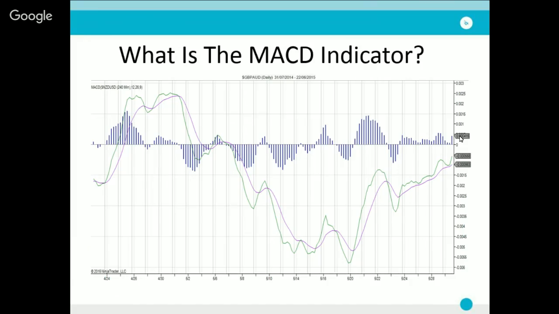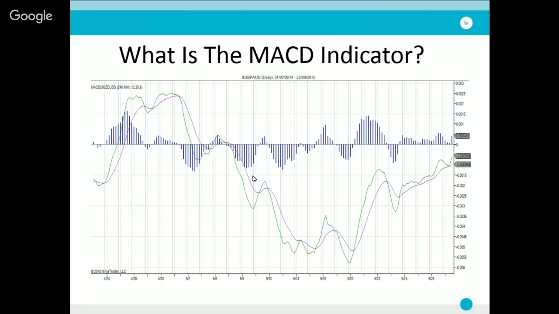So this is the MACD indicator. It comprises the MACD line itself, which is the green line here, and this is the 12-period moving average of price minus the 26-period moving average, and then a signal line. The signal line is the purple line here, and this is the 9-period moving average of the MACD itself. We then also have a histogram of the MACD, and what this is doing is it's charting the difference between the MACD line and the 9-period moving average.